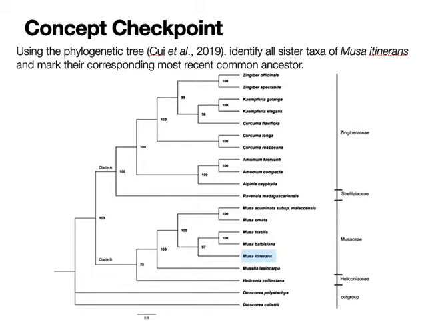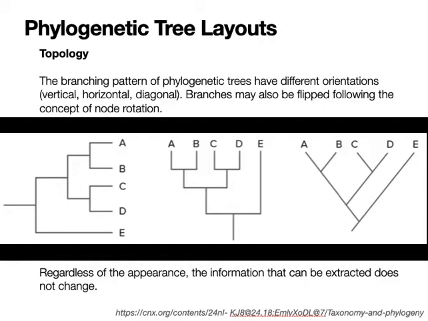Okay? Ganun lang. Now, phylogenetic tree layouts. I think this is really important to stress out kasi most papers would have different styles in presenting phylogenetic trees. I personally use, for example, unrooted. Others use rooted. So, ganun. May mga ganung preferences. So, that's why it's important that we are clear about this topic. So, the first tree layout that we should look into is topology. Topology, ibig sabihin, the branching pattern of the trees have different orientation. Pwede siyang vertical, horizontal, diagonal. So, the branches may be flipped following the concept of node rotation also, which is the next topic.